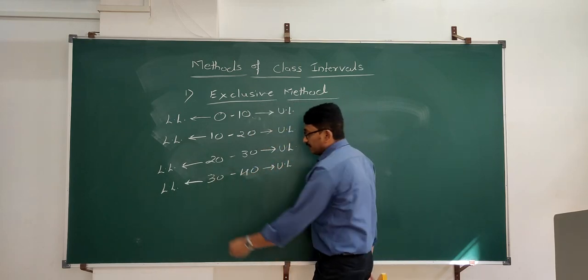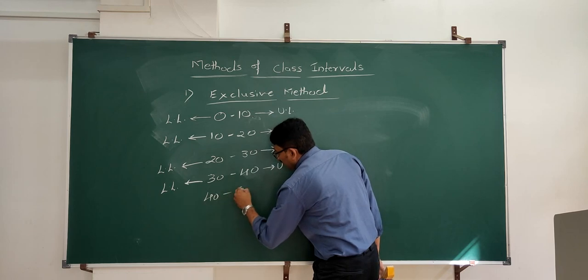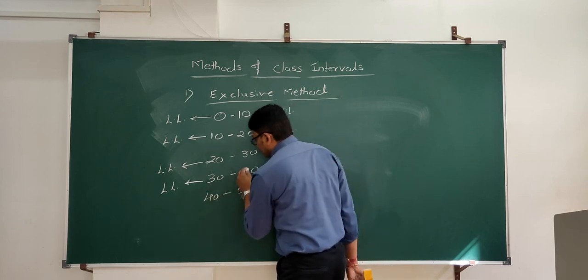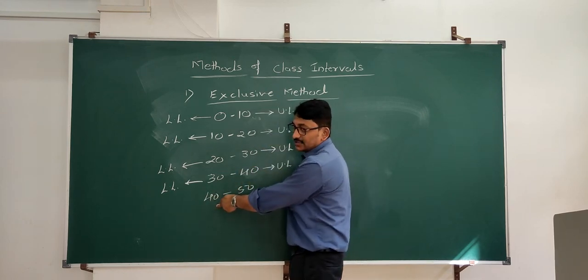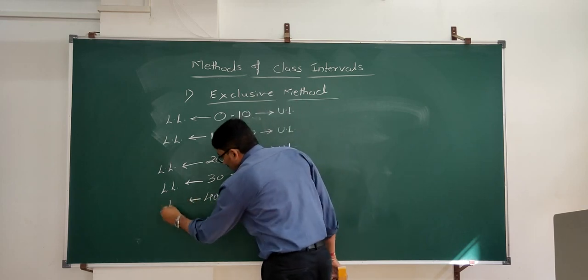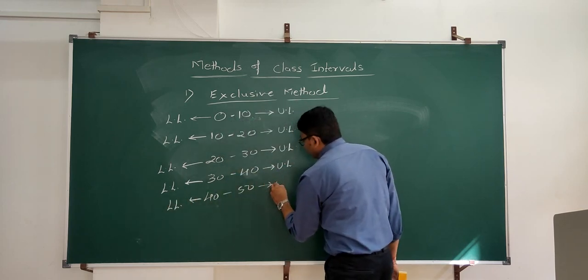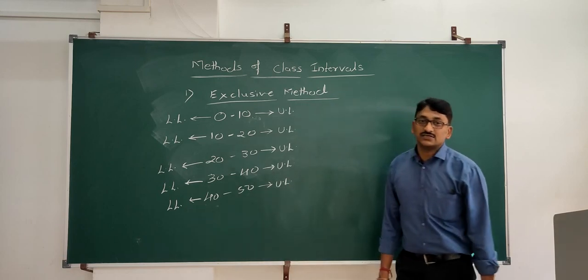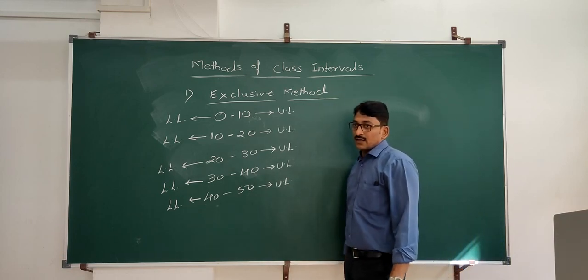The next class will be 40 to 50. You have to keep the same difference, but this upper limit should be repeated once again as the lower limit. So here 40 is the lower limit, 50 is the upper limit. This is called the exclusive method of class interval.